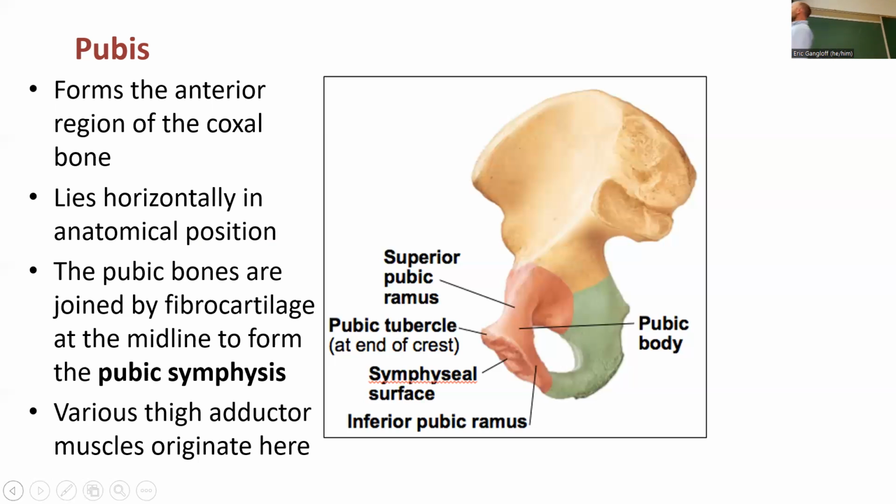One last thing I want to point out is that the pubis has these rami as well. Rami is the plural of ramus. There's a superior and inferior, and these together with the ramus of the ischium form this structure right here, this kind of ring-like structure.